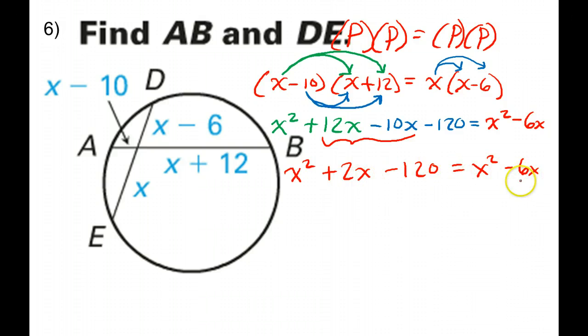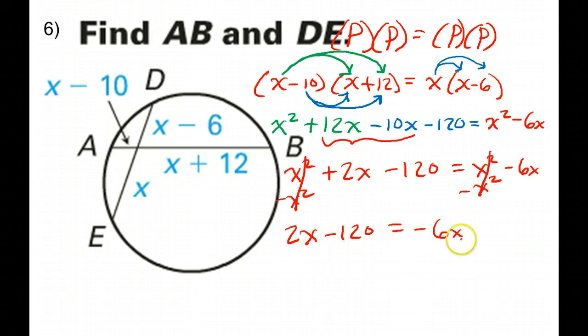All right, I see the x squared and the x, so my instinct is to get everything on one side of the equation. So watch what happens when I try to do that. Of course, I would subtract x squared from both sides to get these together, but something happens. Both x squareds cancel out. So that just leaves me with 2x minus 120 is equal to negative 6x.